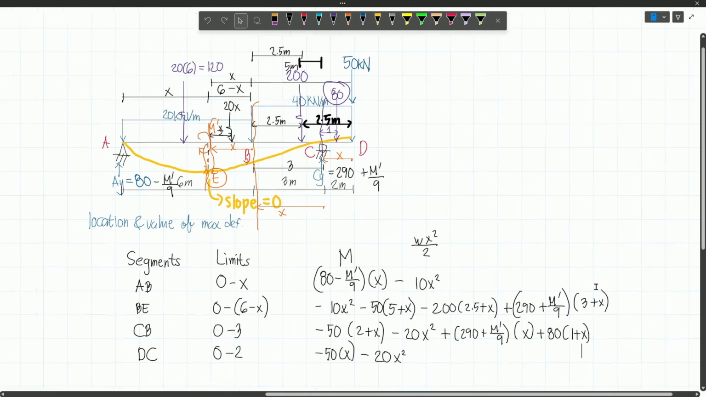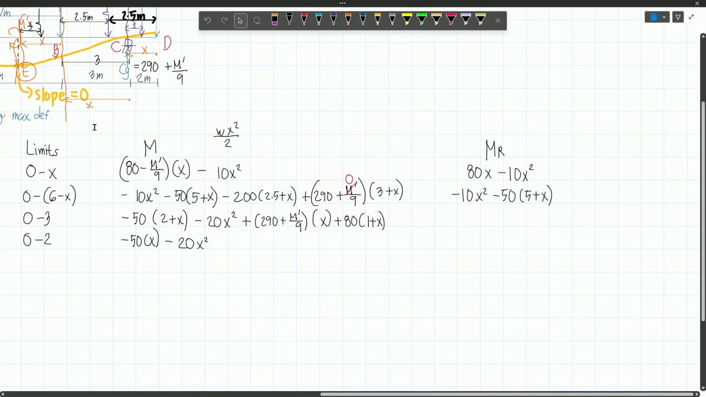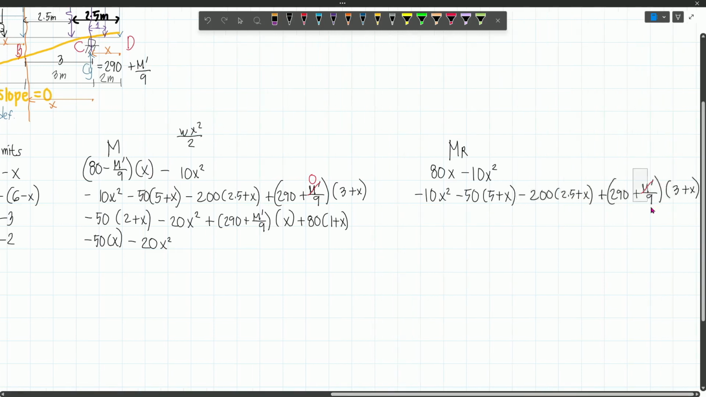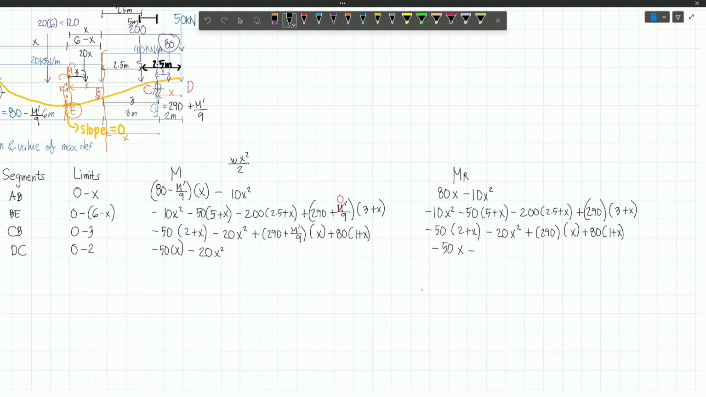And so now let's try to solve for Mr. Now to get Mr, we will just simply set M prime to 0. So setting M prime to 0 dito, we will have 80x minus 10x squared. And then setting M prime dito to 0, we will have negative 10x squared minus 50 times 5 plus x. Copy na lang natin to. And then let's just remove itong M prime. And so ito na yung equation natin. And then for this one, if we set M prime to 0, we are left with this equation. Tatanggalin na lang natin yung M prime dito. Ito na yung resulting equation. And then for the last one, we have negative 50x minus 20x squared.